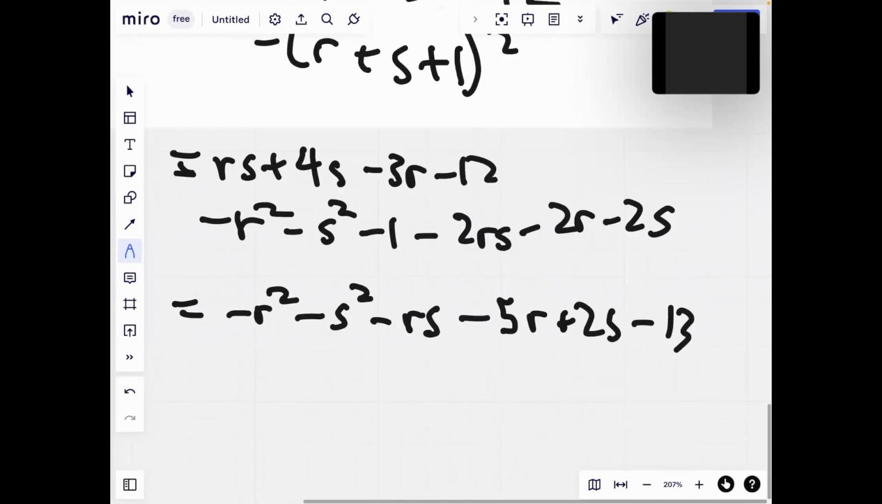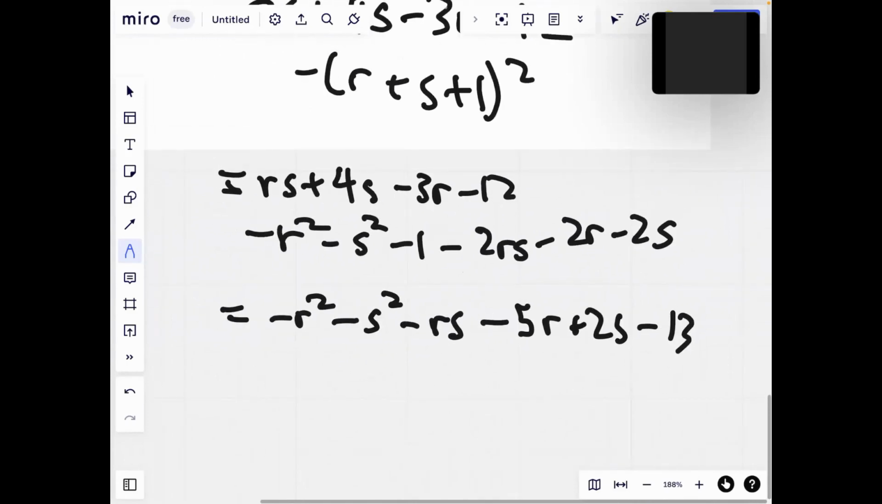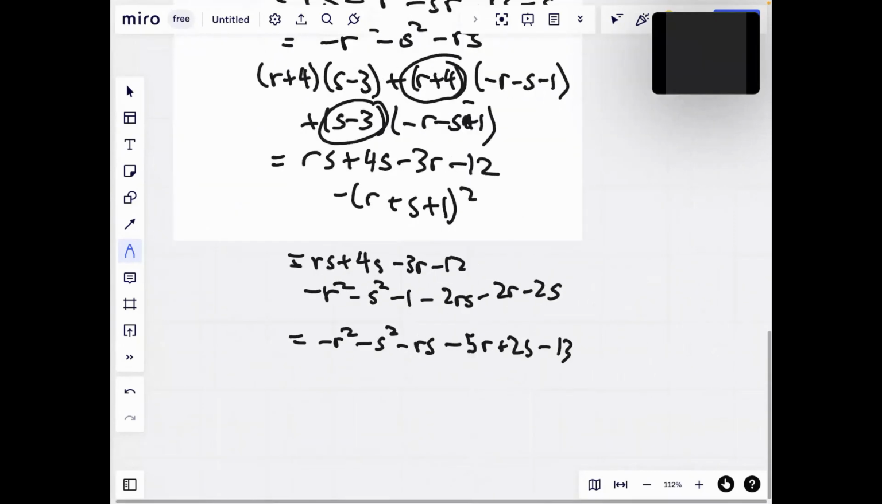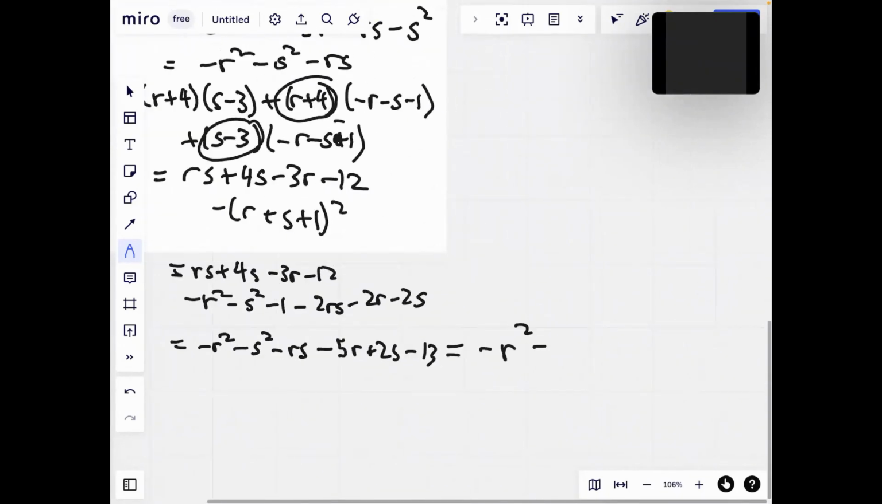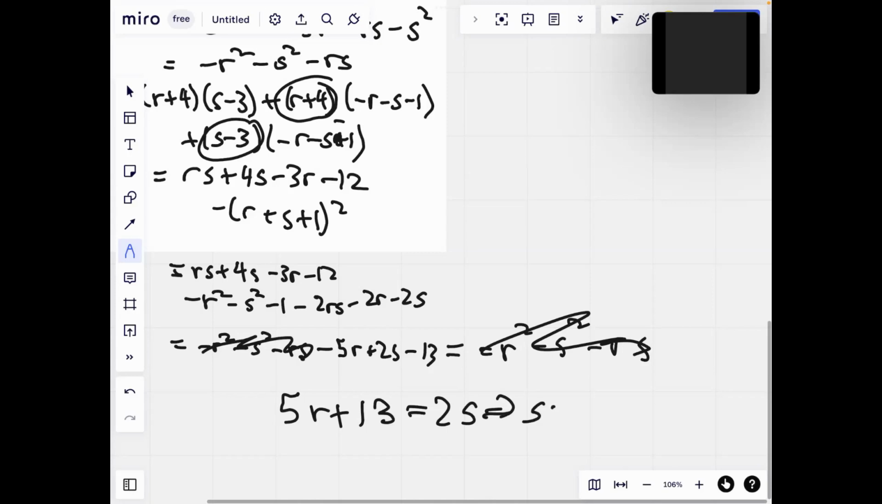Okay. And we know that this is equal to minus R squared minus S squared minus RS. So we can cancel out this part, and we are left with 5R plus 13 is equal to 2S, or S is equal to one half times 5R plus 13. And this is great because now we have S in terms of R, and so we can finally use the last condition, which is that the constant of P of X is 240 less than the constant of Q of X.